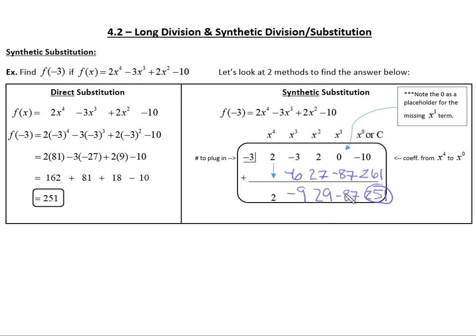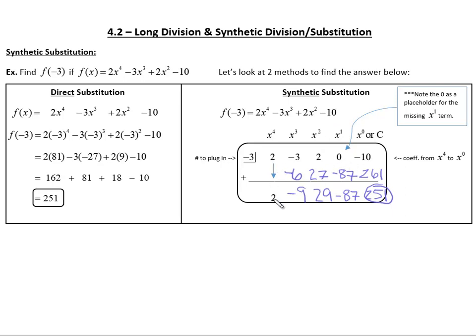I know there's a few big ones at the end, but overall this method is going to save us a lot of time once we learn how to set it up. So again, the number we want to plug in goes in the box. We figure out our highest degree and set up a placeholder from that degree all the way down to x to the 0. Make sure we write our coefficients for each term, keeping the signs of each. And if we're missing any terms, it's really important to put that 0 as a placeholder.